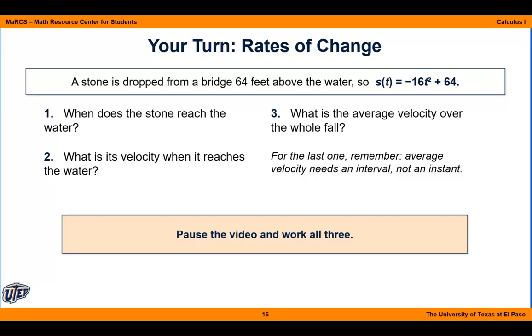Now it's your turn. Use s of t equals negative 16t squared plus 64 to answer 3 questions about a falling stone that begins 64 feet above the water. First, determine when the stone reaches the water. Next, find its instantaneous velocity at that time. Finally, calculate its average velocity over the entire fall. Remember that average velocity requires a time interval, while instantaneous velocity is found at one specific time. Pause the video now and work all 3 problems. Then continue when you are ready to check your answers.